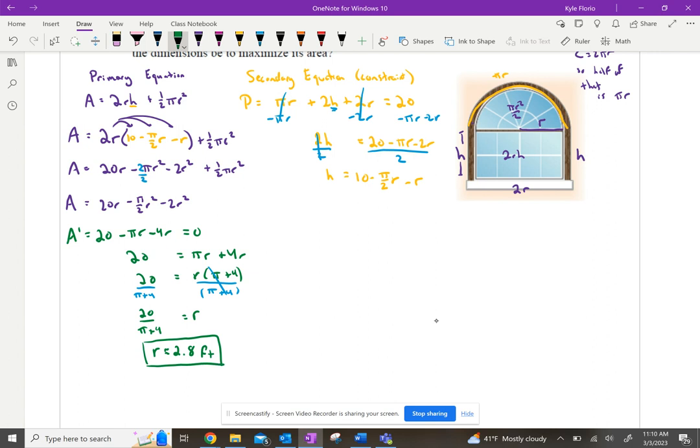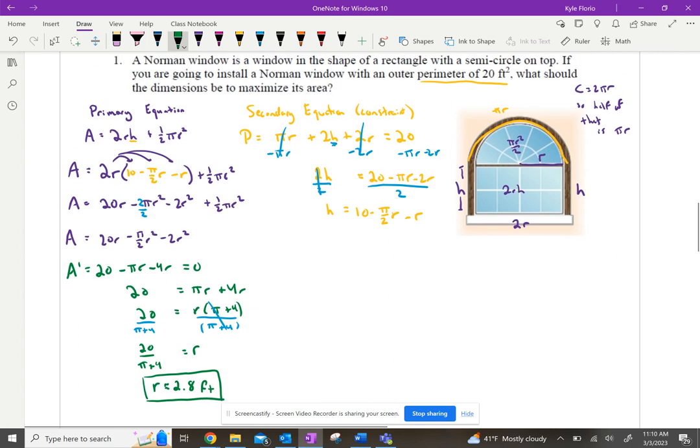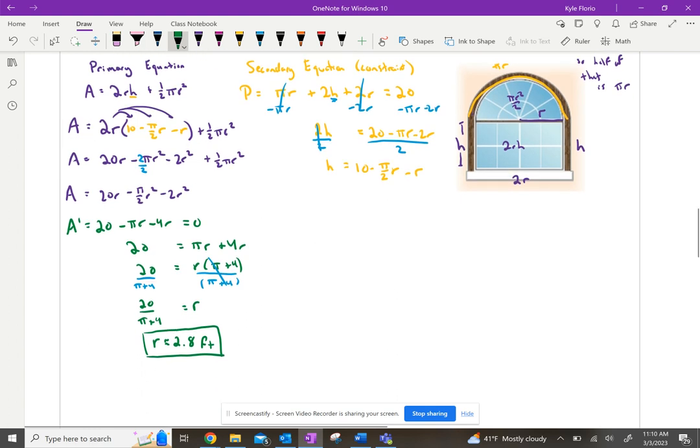We're also asked to find the height, because it says what are the dimensions. What should the dimension be to maximize area? So let's find the height. That's just going to be 10 minus pi over 2 times 20 over pi plus 4. I'm just going to round that to 2.8. And then minus r, which is also 2.8.